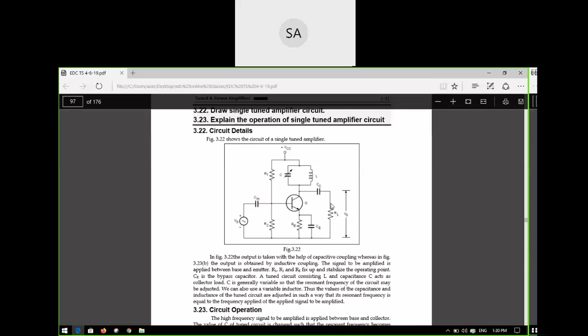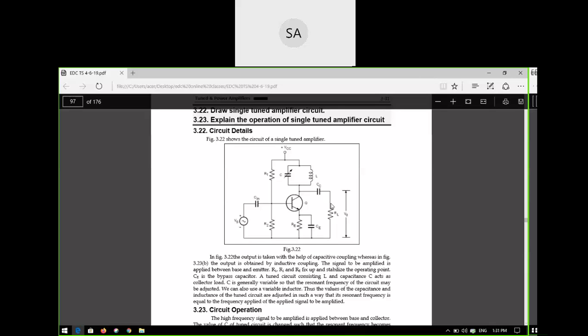What is the mode of operation? Class A, class B, class C, what is class D? So what is the mode of operation used in the single tuned amplifier? If you see in the circuit, what is the class of operation? Class A, sir. Class A, it is a single tuned amplifier.